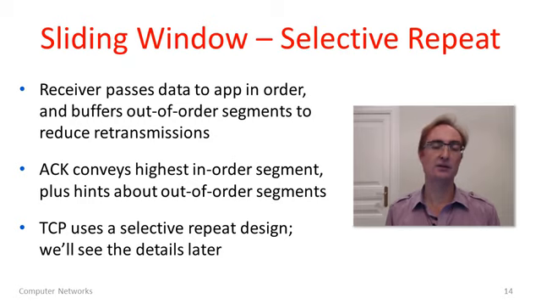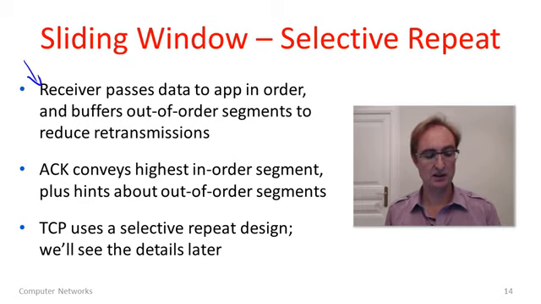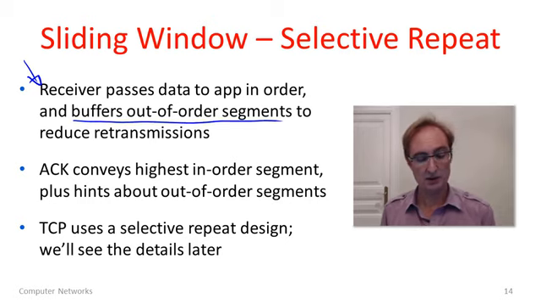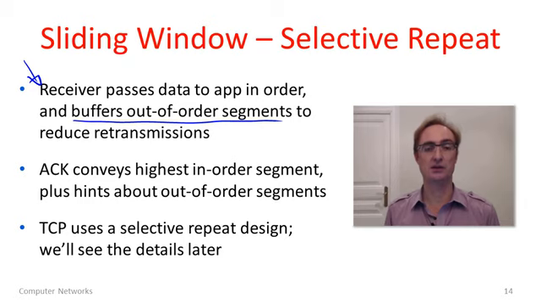Now let's look at a different version of the receiver, a selective repeat receiver. This is a receiver that does a little more work, but can use the network capacity more effectively when there's loss. Here, the receiver still passes data up to the app in order, but it buffers out of order segments to reduce retransmissions. So instead of having a buffer of size 1, it's going to have a larger buffer, and it will take segments in there even if they're not the next one, and it will hold on to them.